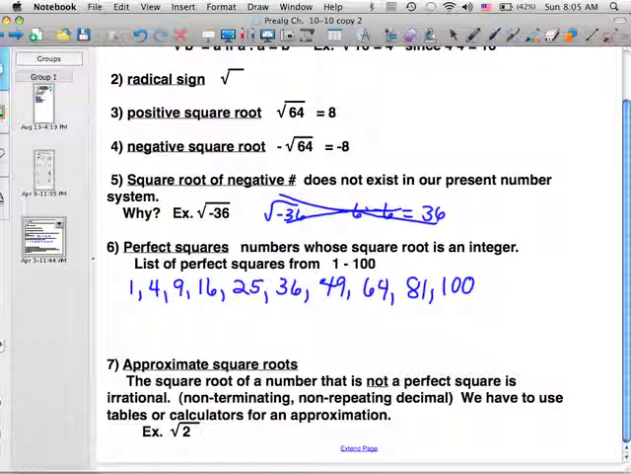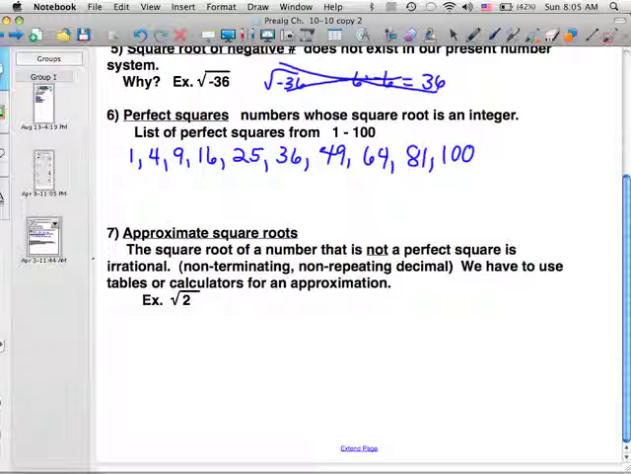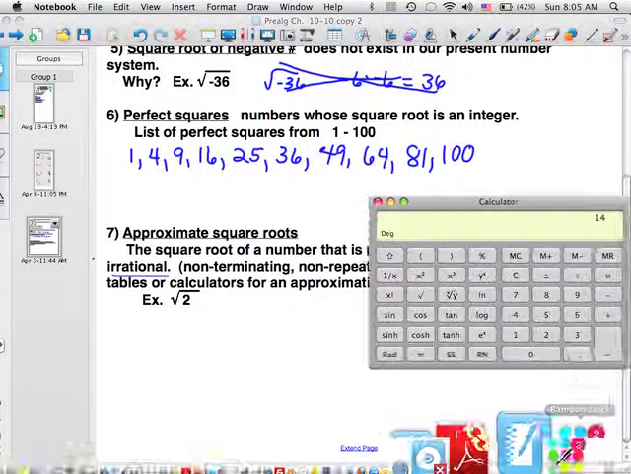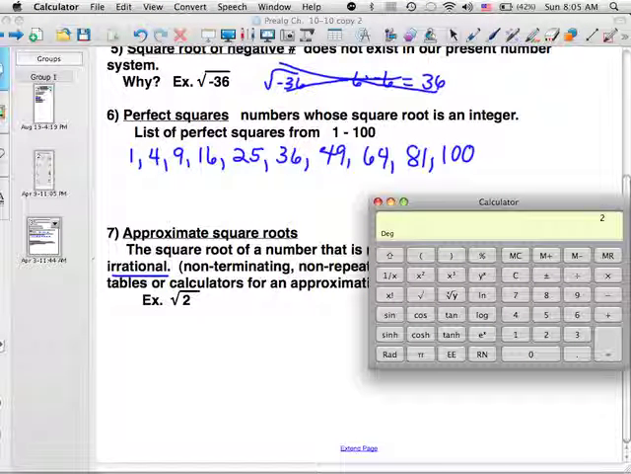If we have under the radical a number that's not a perfect square, we have to use a table or calculators for an approximation. These kinds of numbers are called irrational numbers. So for the square root of 2, I would put 2, press the square root key, and I see my answer is a non-terminating, non-repeating decimal, and they might ask me to approximate it to the nearest tenth, and I would write 1.4 down.